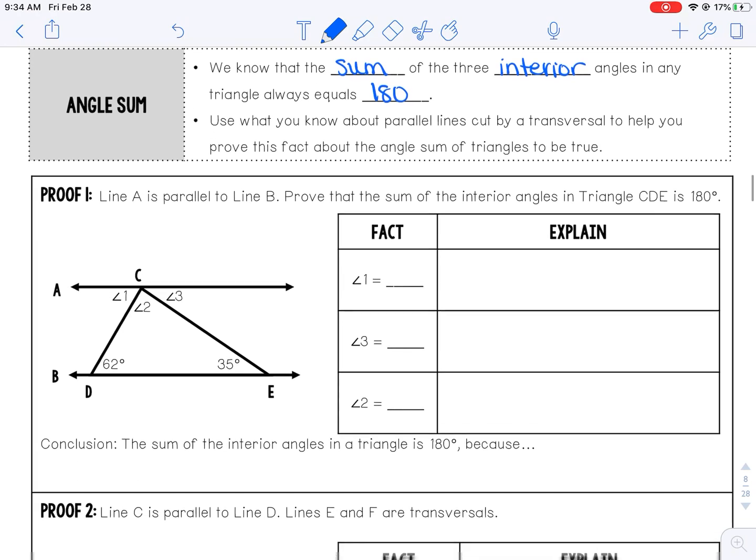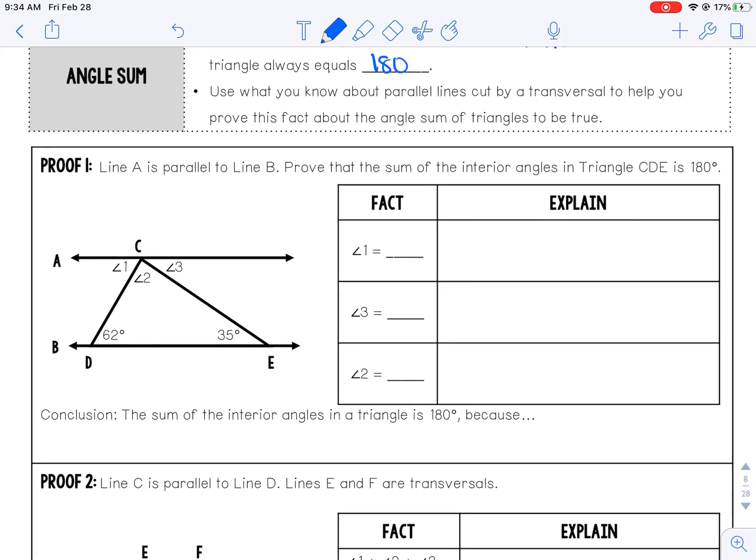Okay, so we're doing a little bit of geometry here. We're looking at a proof. It says line A is parallel to line B. Prove that the sum of the interior angles in triangle CDE is equal to 180 degrees. So we're going to use the information that's given and the information that you learned about parallel lines cut by a transversal to prove that those angles are equal to 180 degrees inside that triangle.